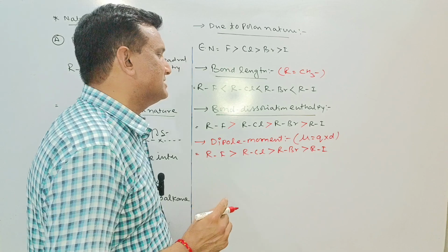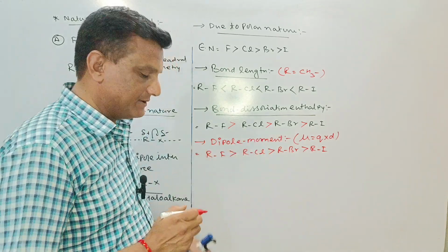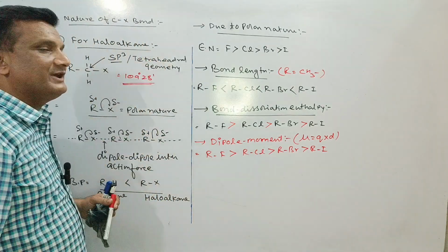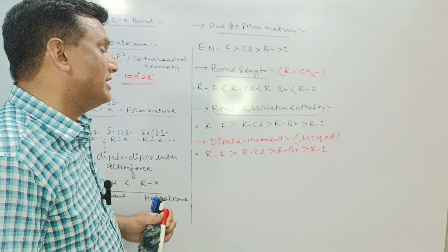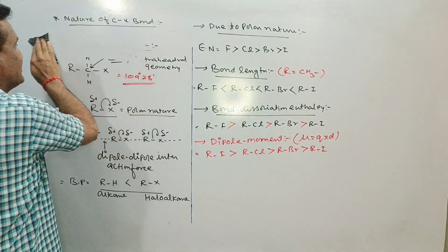This was about bond dissociation enthalpy and dipole moment, and the entire part of the nature of the C-X bond of haloalkane. Now I would like to go with the nature of the C-X bond for haloarene as the B part.